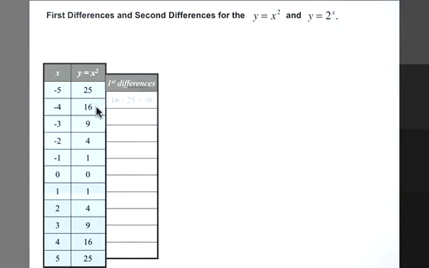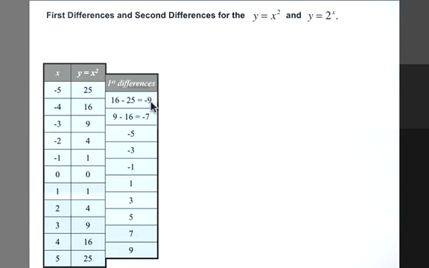So between 16 and 25, 16 minus 25 is -9. Our next one, 9 minus 16, is -7. Between 4 and 9, it's -5. Then 1 minus 4 is -3. 0 minus 1 is -1. 1 minus 0 is 1. 4 minus 1 is 3. 9 minus 4 is 5. 16 minus 9 is 7. And 25 minus 16 is 9.